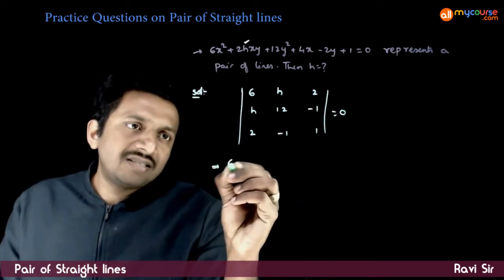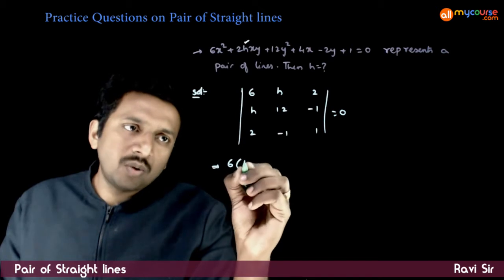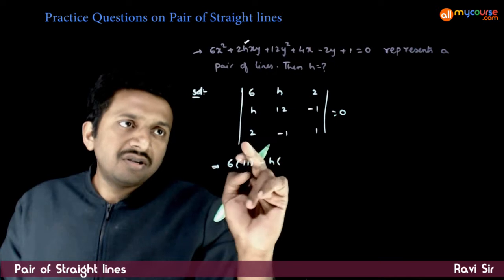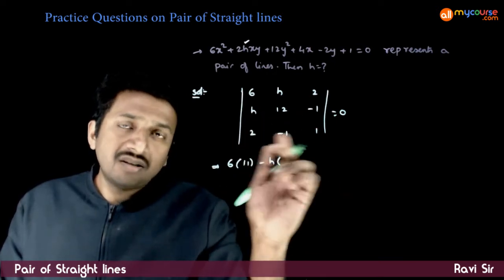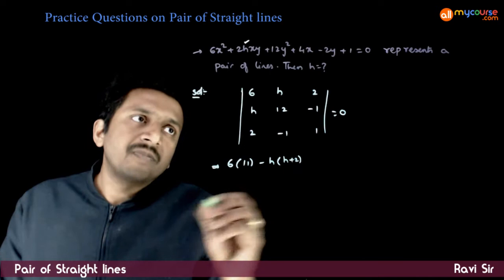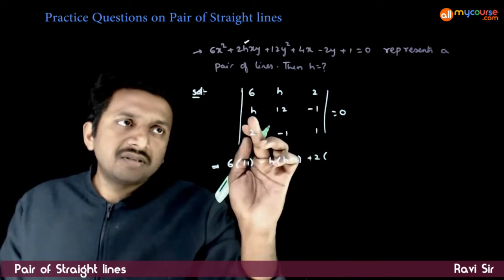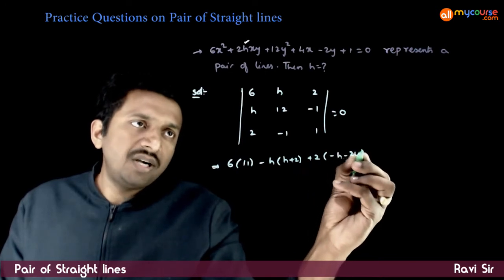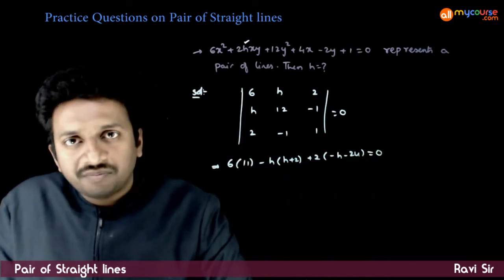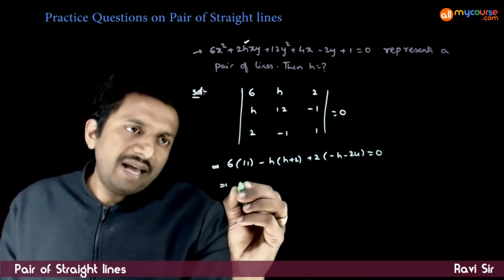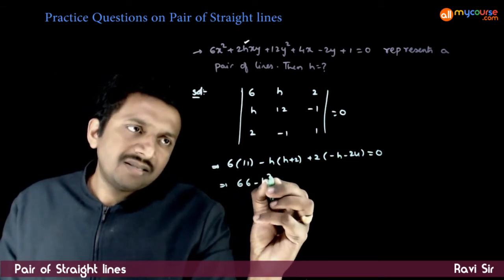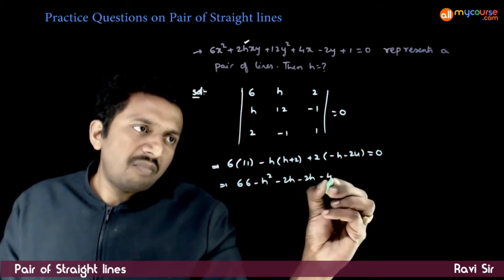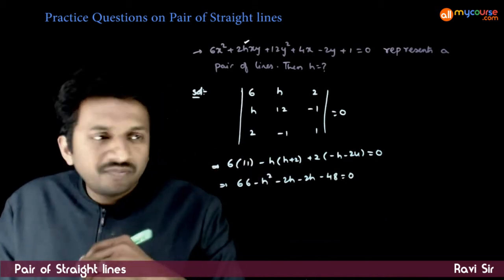So this implies 6 times (12 - 1) is 66, minus h times (h + 2), plus 2 times (-h - 24) is equal to 0. This implies 66 - h² - 2h - 2h - 48 is equal to 0.